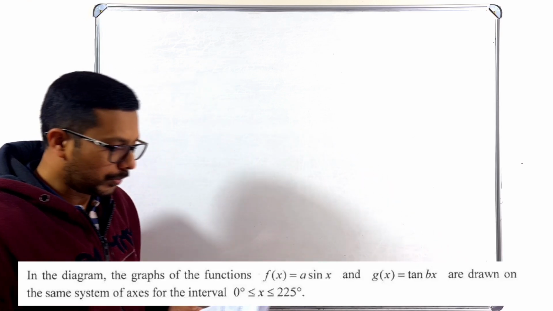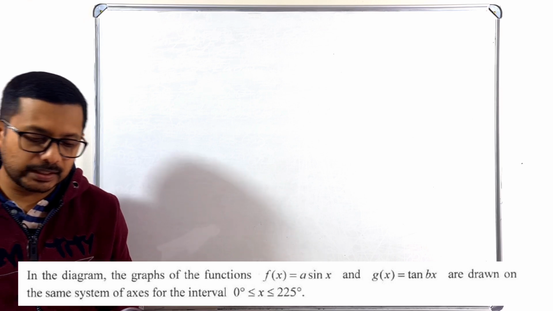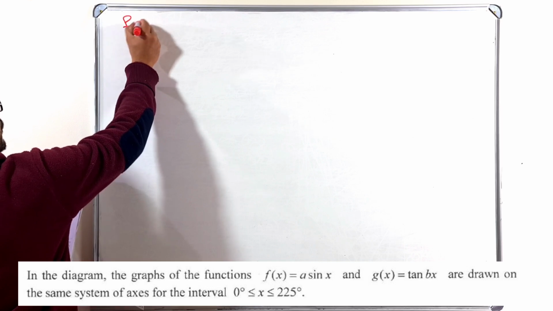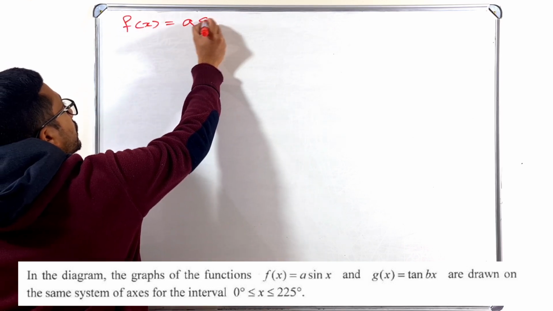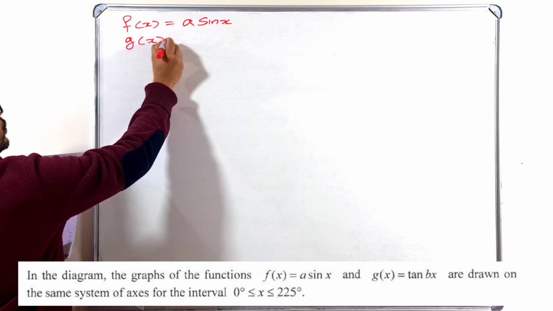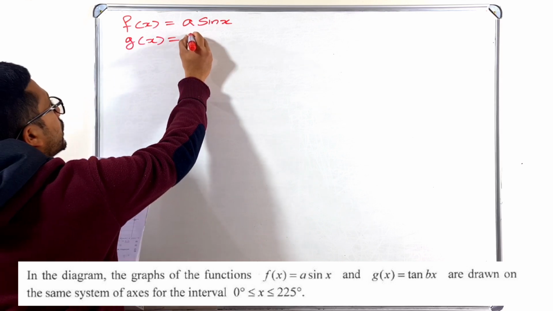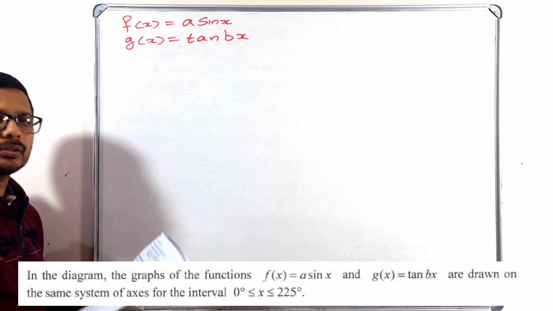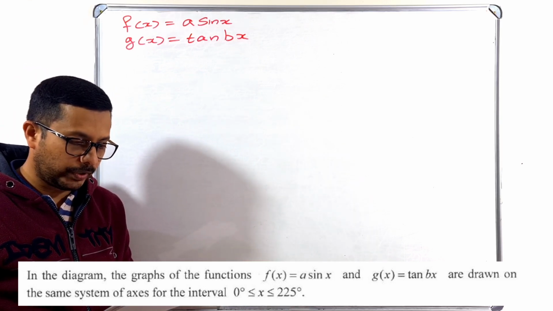In the diagram, the graph of the function f of x is equal to a sin x and g of x is equal to tan bx. So there are two functions given. F of x is equal to a sin x and g of x is equal to tan bx. One is f of x and the second one is g of x.